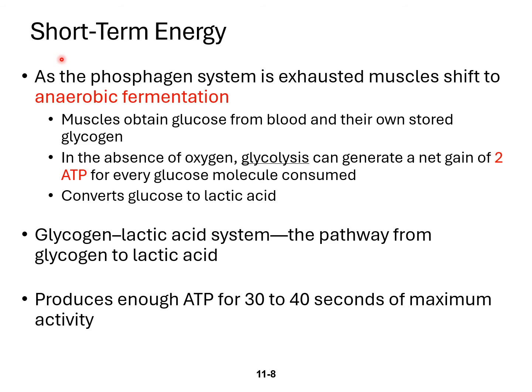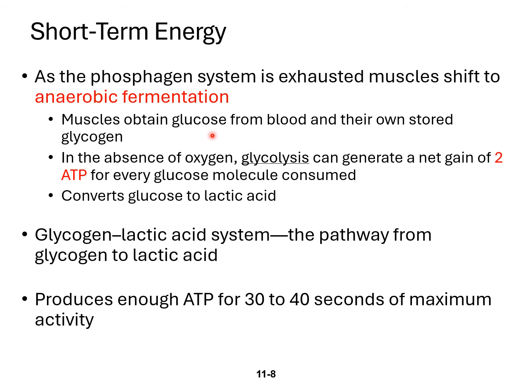This can be short-term energy. So then after the phosphate system is exhausted, muscles are going to shift to anaerobic fermentation. And the easiest way for your body to kind of feel this anaerobic fermentation is, do you start feeling your muscles burn? Do you start breathing really heavily? And if you start feeling that, you know you're in anaerobic fermentation.